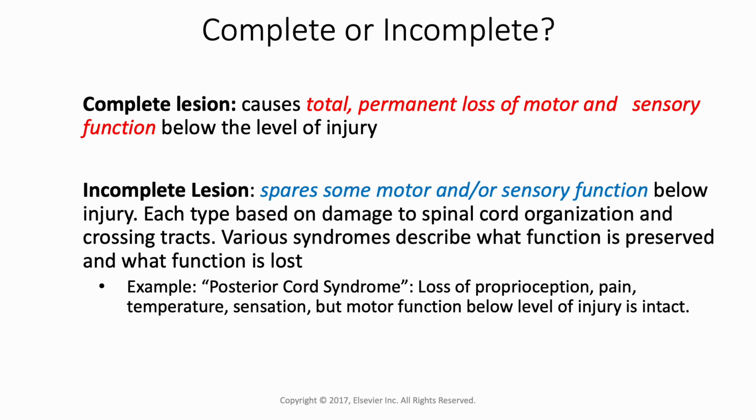So for example, posterior cord syndrome is going to lead to our patients losing proprioception, so their ability to sense where they are in space. Their ability to feel pain will be lost, temperature and sensation, but they'll still be able to move below the level of the injury. And a lot of times when people don't really think about the cross-section of the spinal cord, it seems really bizarre that somebody can feel but they can't move. But you can think back to that cross-section of the spinal cord and realize, well, depending on the tracts that are affected, certain areas will be preserved and certain areas will be lost.